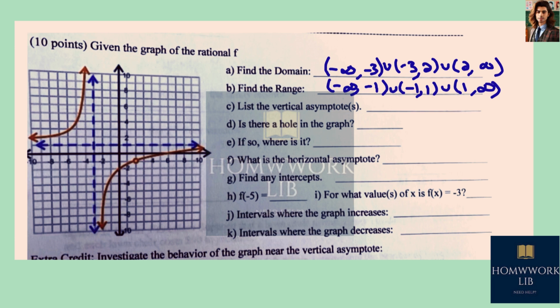The vertical asymptotes are just x equals -3. Is there a hole in the graph? Yes. If so, where is it? At 2, -1.